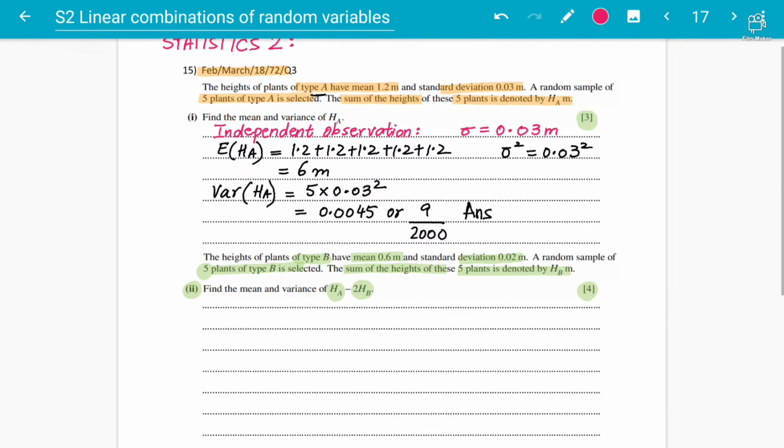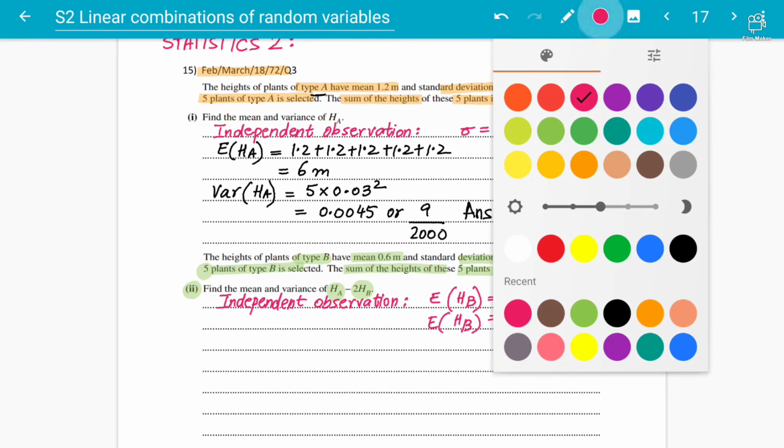Okay, but for this case let's find the same thing. Because it is again an independent observation for HB, the height of plants of type B, we can say that the mean of HB will be 5 times 0.6, or you basically add 0.6 five times. So that will be the mean of HB, that is the height of plants of type B.